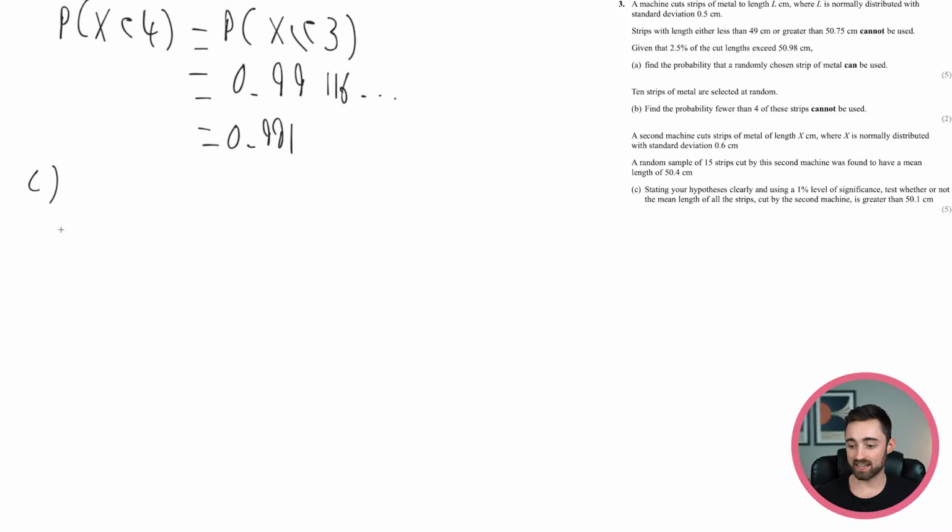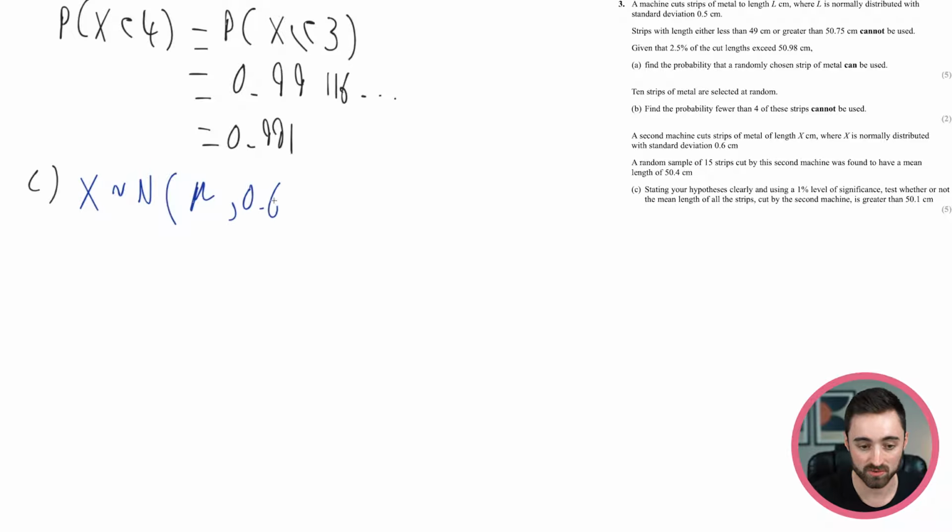Stating your hypotheses clearly and using a 1% level of significance, test whether or not the mean length of all the strips cut by the second machine is greater than 50.1. Right, so I've got my x. This is the new x, not the x in part B now. We know it's normally distributed. We don't actually know the mean. I'm going to write this here, okay? And then we're told the standard deviation is 0.6.